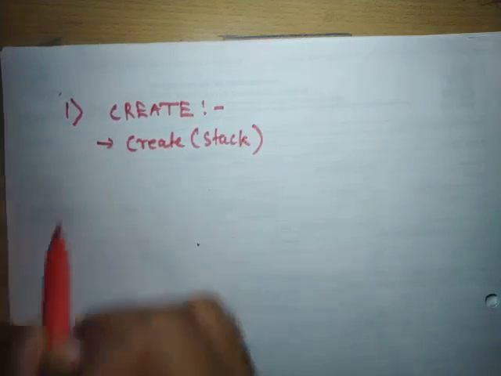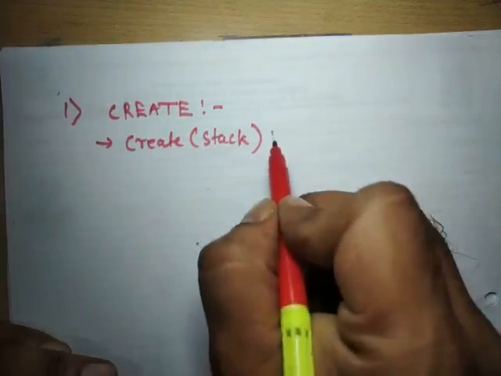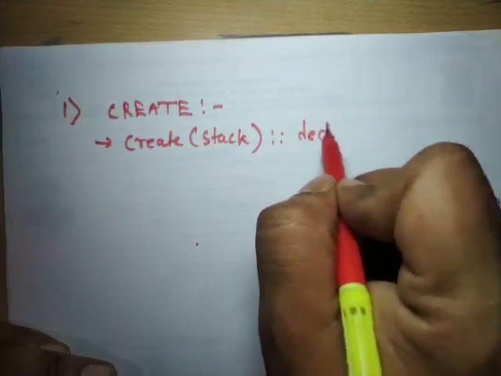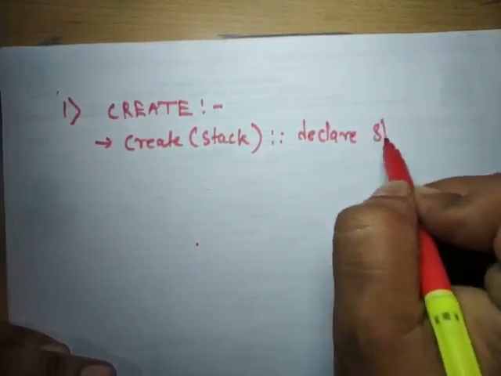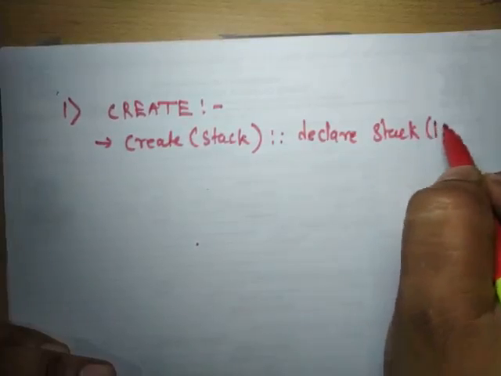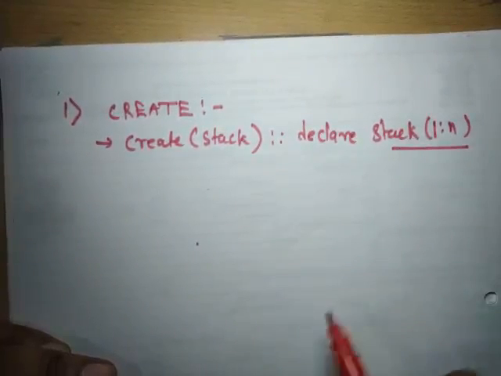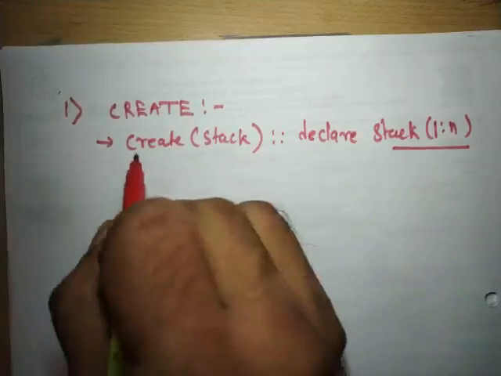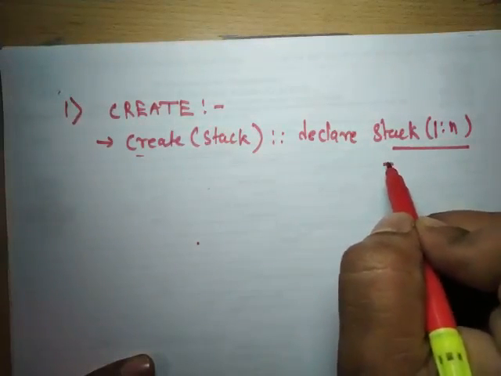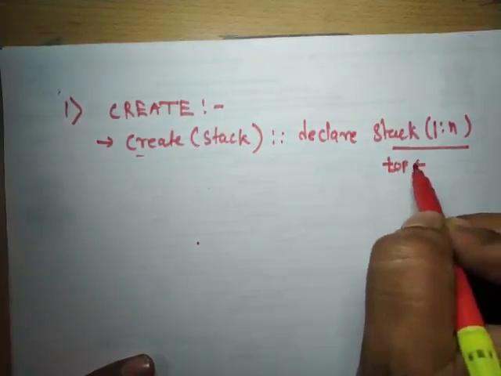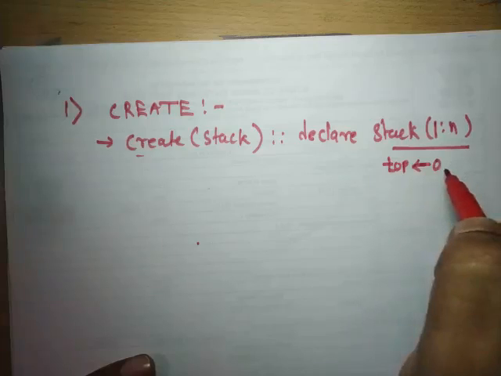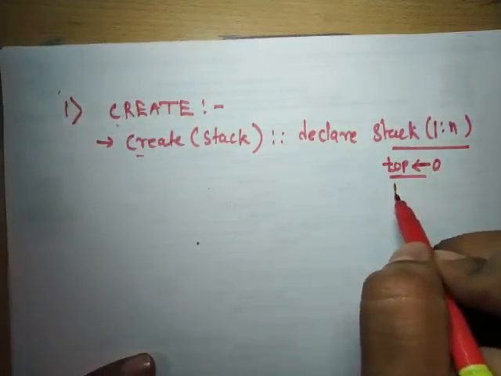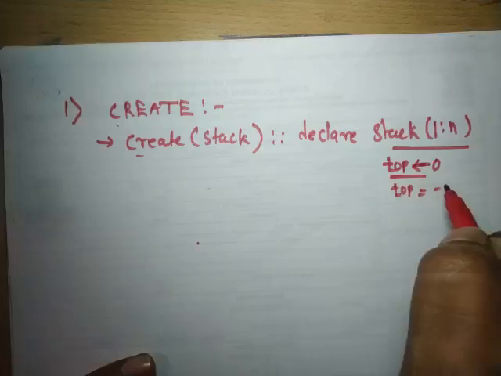I'm writing the algorithm for the create function. It takes as an input a stack, meaning we are going to declare a stack from 1 to n, so we are creating a stack of size 1 to n. And in the create function, the top is initialized to 0, or you can say when we implement this create operation, we are going to initialize this top to -1.